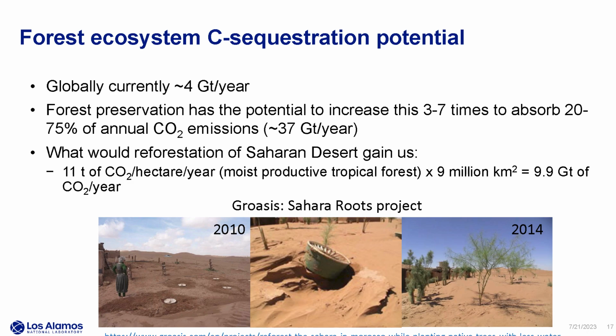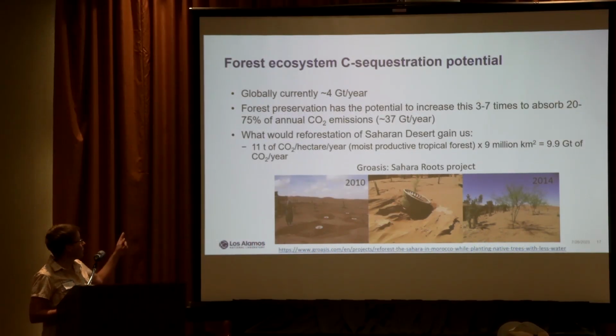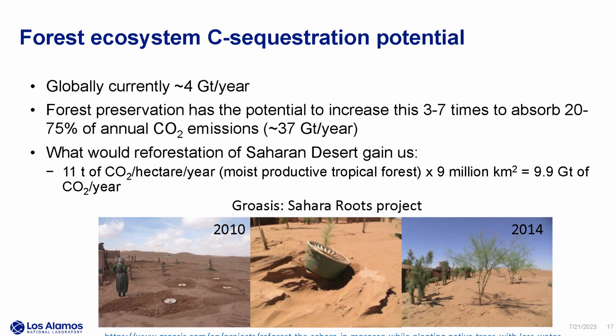So I pulled out some numbers, or estimated some numbers here. The Saharan desert, if we just take the carbon sequestration capacity of a tropical forest, Sahara used to be a tropical forest, okay, let's make it back. It's about 11 tons of CO2 per hectare per year, and Sahara is about 9 million square kilometers. So if I calculate that one, we get about 9.9 gigatons of CO2 per year if it was a tropical forest. 9.9, 37, yeah. We are at 4 at the moment, so it would be a little bit more than double our current capacity if we could do that. Is it feasible?